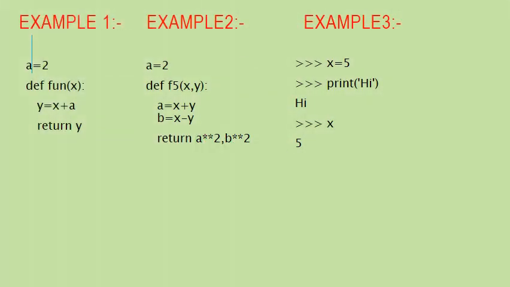Now we are going to see how the global variable is going to work in shell mode. Now you can see 3 examples. In the first one, the global variable's value is 2, and the function has a formal parameter x, and y is calculated as x plus a. It will return the value of a. And here this a's value will be the global variable's value.